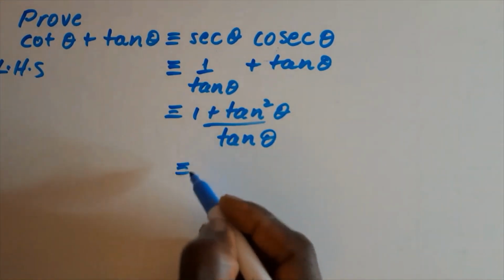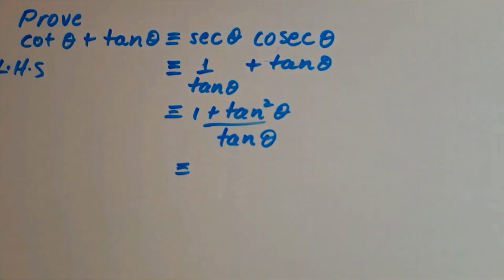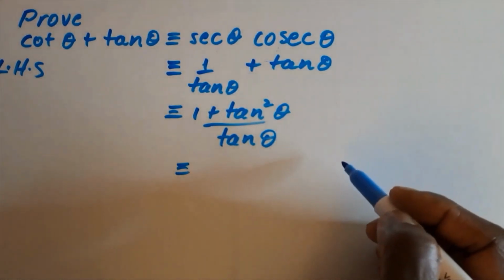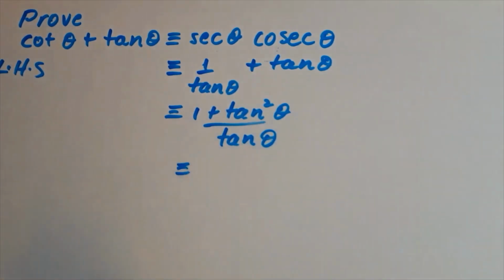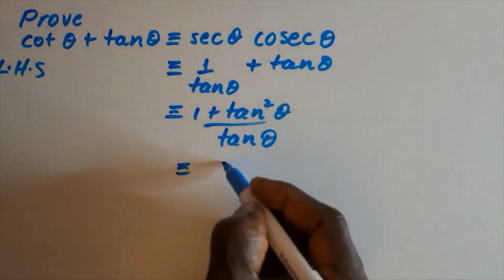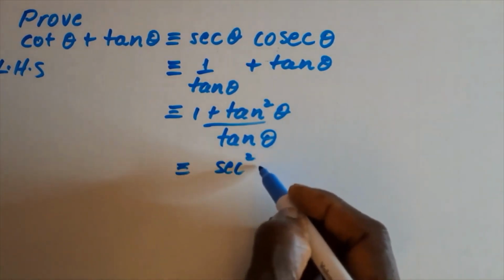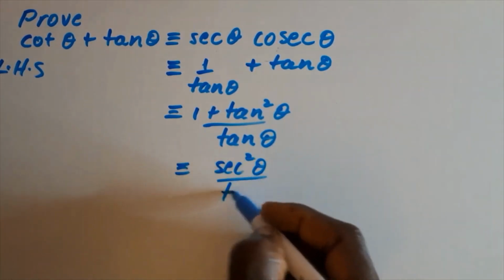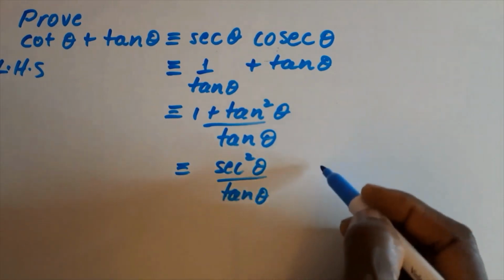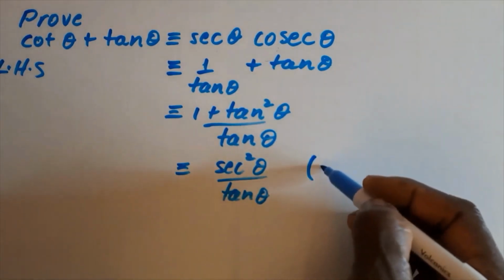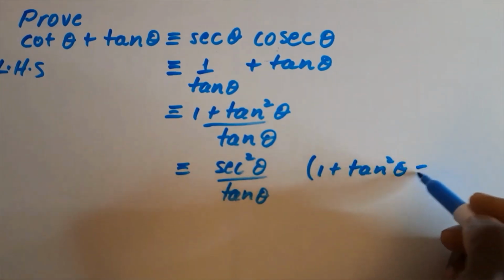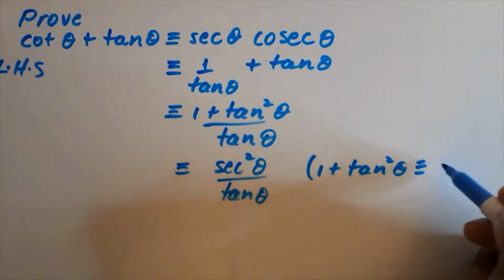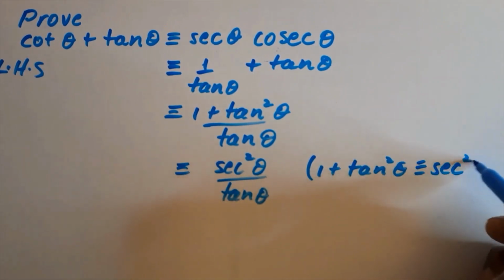At this point, we use the identity that 1 add tan squared theta is equal to sec squared theta. So we have a numerator now as sec squared theta over tan theta. So the identity that we use is 1 add tan squared theta is sec squared theta.